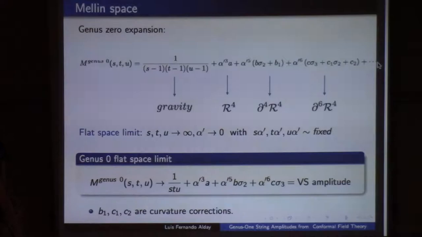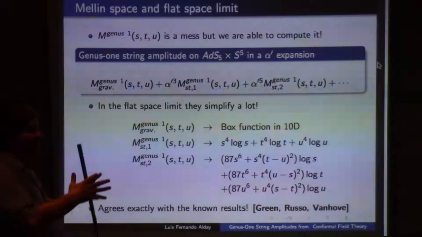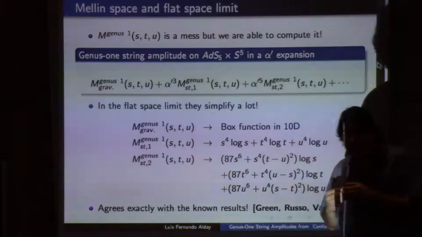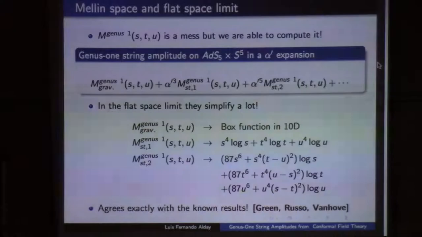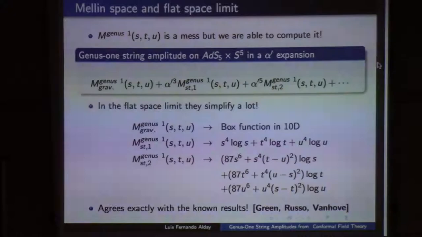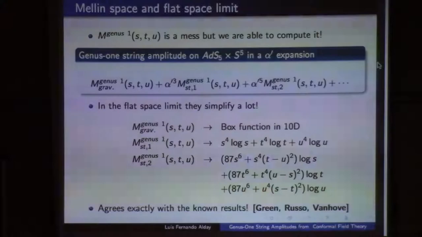Yeah. Good. But we are not happy enough because we went to 1 over N to the 4. Now what you can do is take all your answers at 1 over N to the 4, so all these genus 1 amplitudes, and write all of these in Mellin space. What happens is quite a mess. Well, it's not such a mess. Basically, what we have computed is the genus 1 string amplitude on AdS5 times S5 in an alpha prime expansion: the first term, the term proportional to alpha prime cubed, the term proportional to alpha prime to the 5. I want to stress, we have done this just from symmetries. We have not done any diagrammatic computation, or anything, right? And then we have this limit.